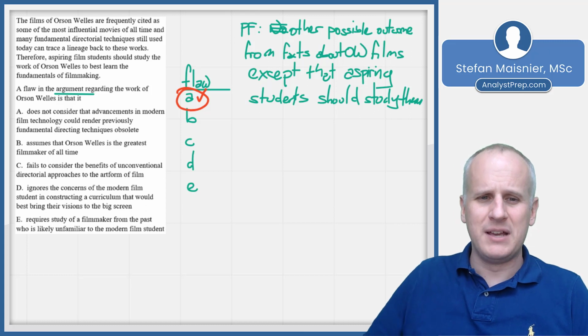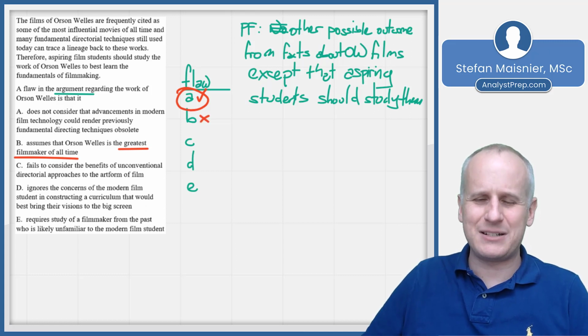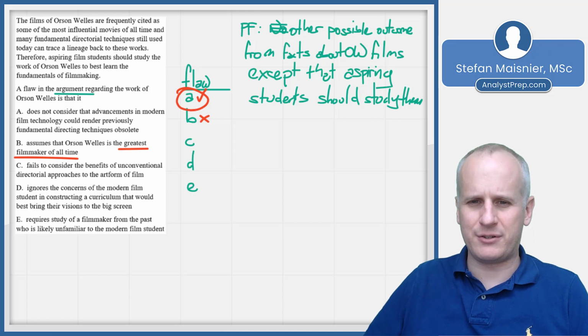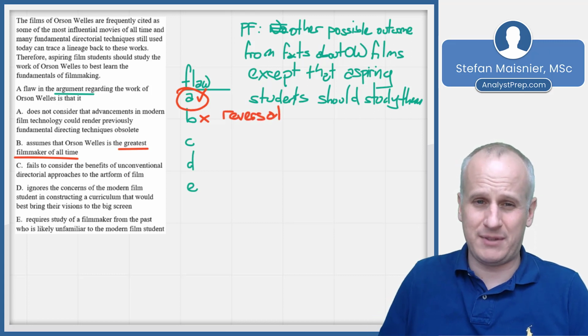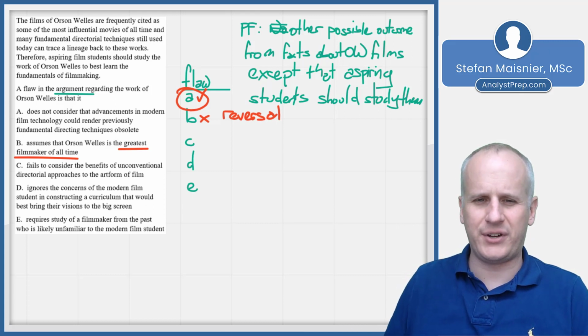Now, choice B assumes that Orson Welles is the greatest filmmaker of all time. Well, we don't need him to be the greatest filmmaker of all time. And that's just not what's happening here. So that's kind of a reversal of the task because it's not a flaw that's presented. They don't actually say that Orson Welles is the greatest filmmaker of all time.